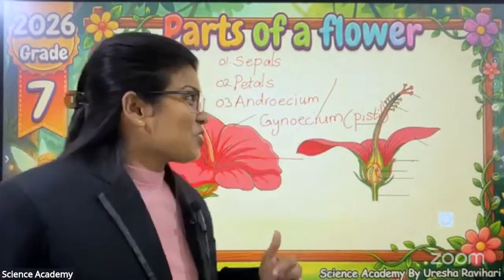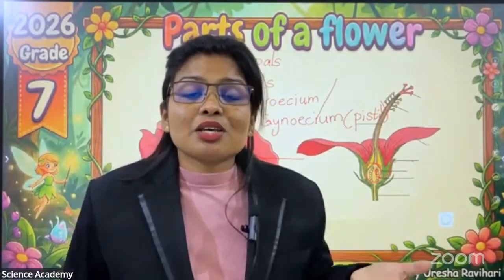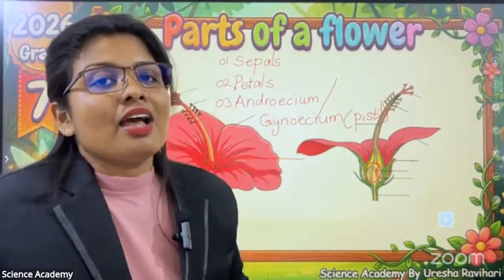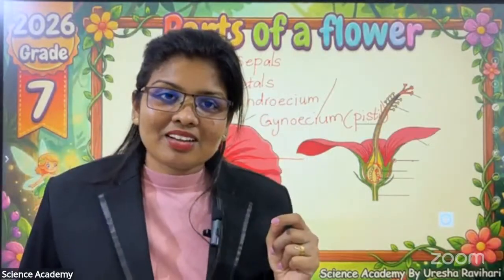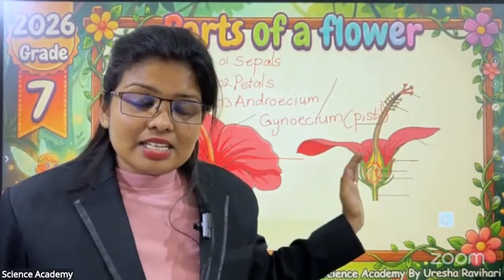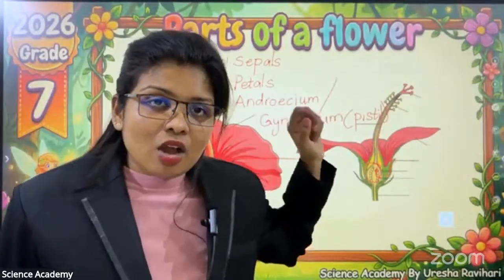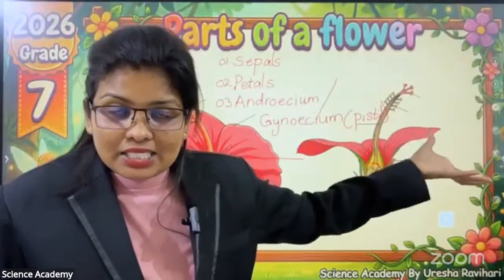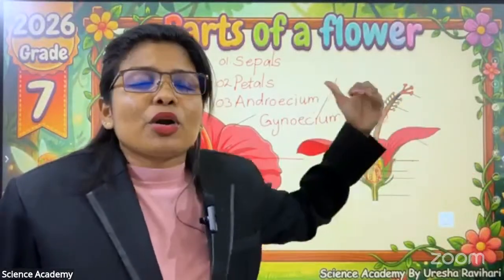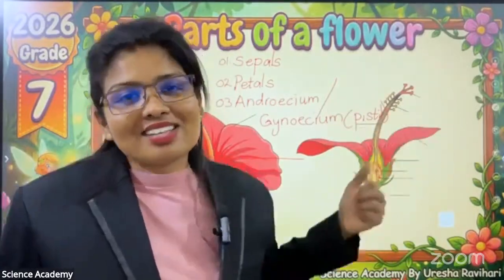So children, the other part is the androecium. Androecium means the male part. It produces pollen grains. Then the gynoecium, what will happen? The ovary converts into fruit, the ovules convert into seeds, and it produces seeds. The function of ovules is production of seeds, children.